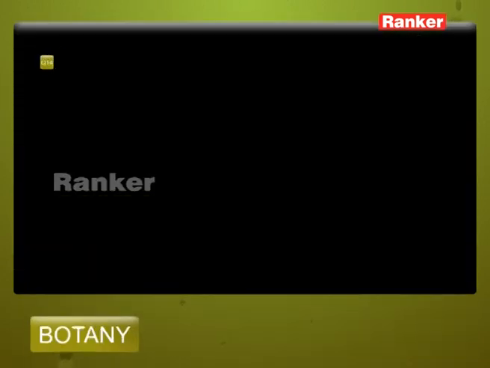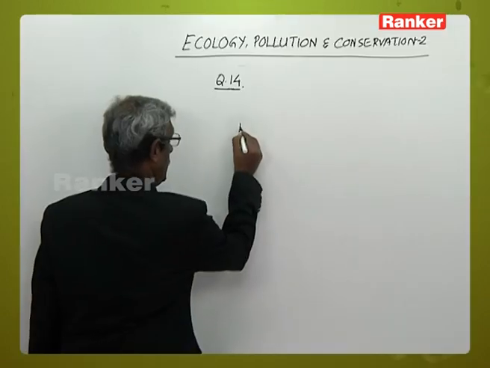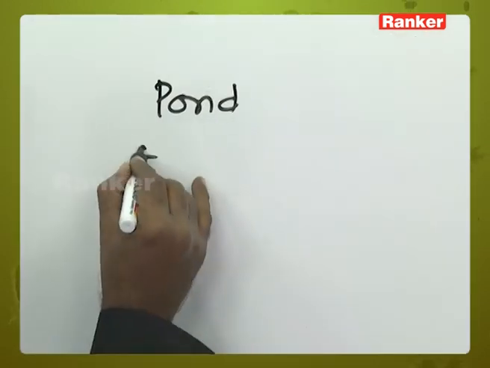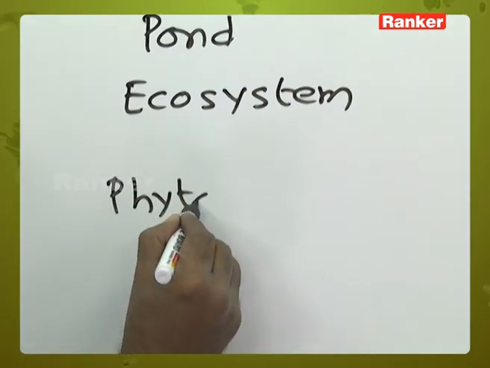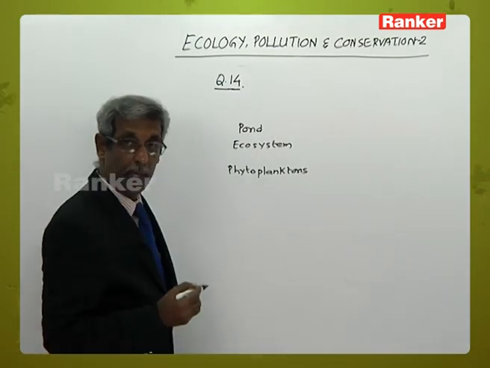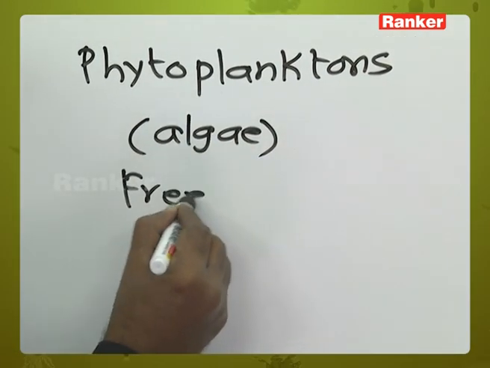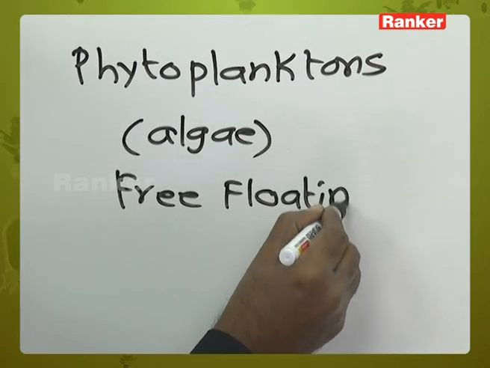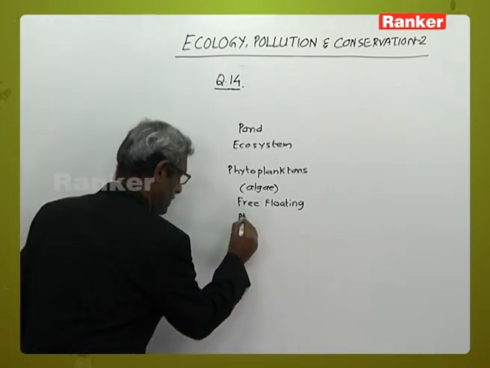Question number 14. Phytoplanktons of a pond ecosystem act as A. decomposers, B. producers, C. secondary consumers, D. primary consumers. In a pond ecosystem, phytoplanktons predominantly include algae, which are free floating. They can trap the solar energy and function in photosynthesis.